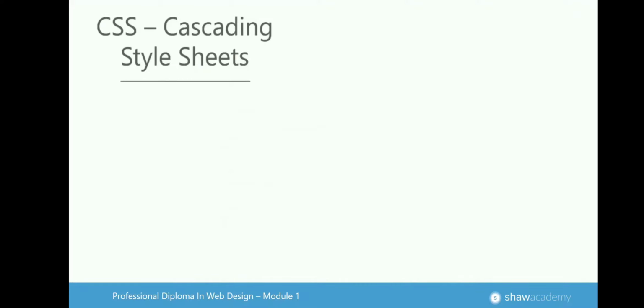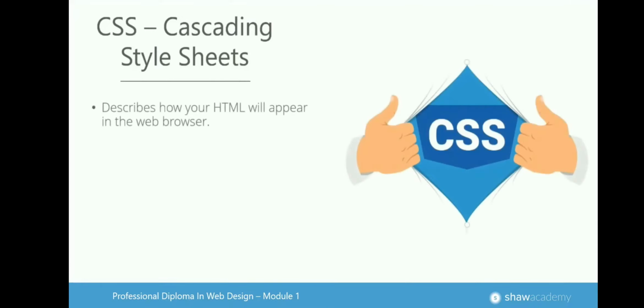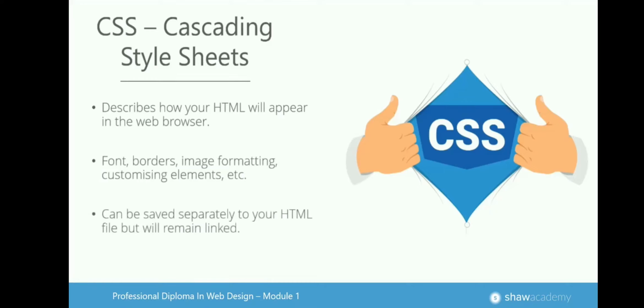Next, so we've got our HTML, but now everything looks pretty boring, so we need to bring in the, what would you call him, superhero's assistant, the sidekick. There we go. So CSS is the sidekick. What this is going to do is describe how your HTML will appear in your web browser. So this is going to be where your fonts, borders, image formatting, and all of your other customizing elements come into play. And this can also be saved separately from your HTML, but they will still remain linked.